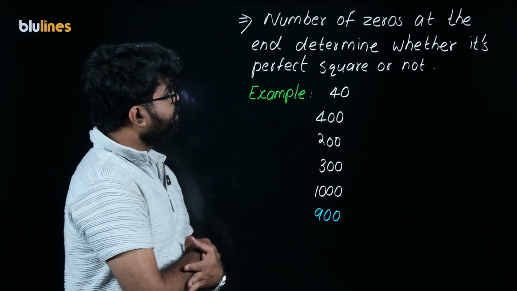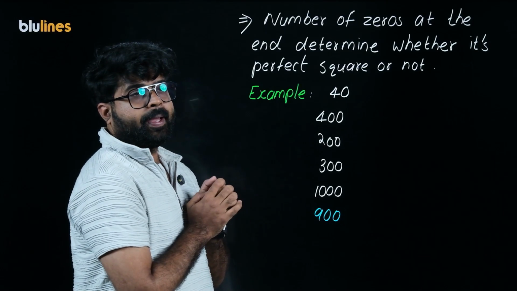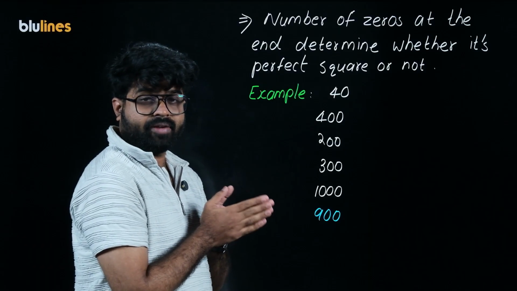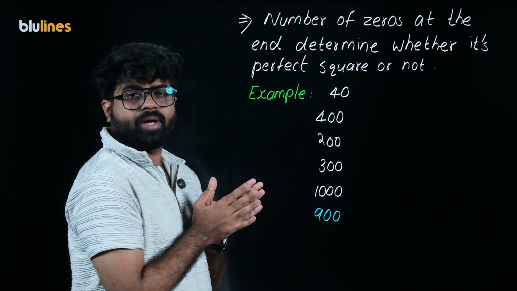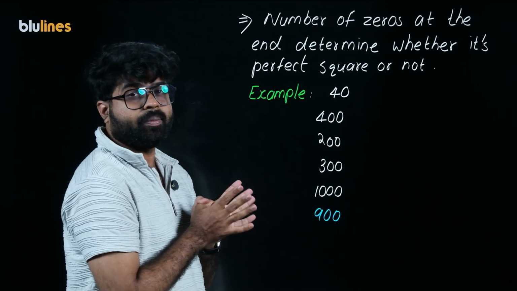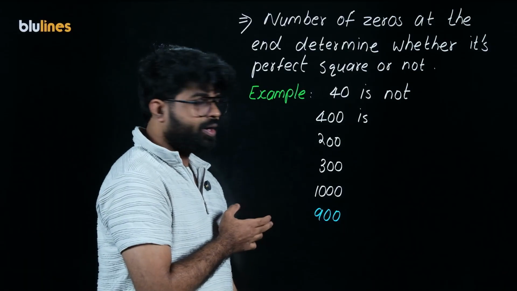Next, the number of zeros at the end determines whether it's a perfect square or not. If the number of zeros is even, it can be a perfect square, and if the number of zeros is odd, it's never a perfect square. So 40 is not a perfect square because the number of zeros is 1, which is odd. Similarly, 400 is a perfect square.